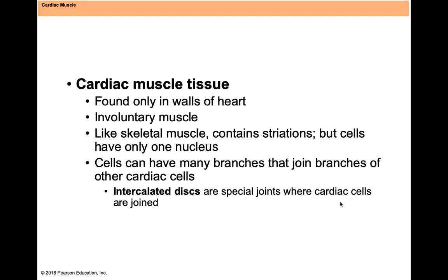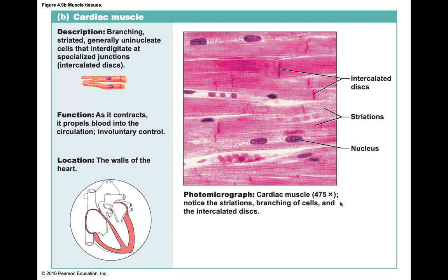So like our skeletal muscles, this contains striations, so those stripes, the banding patterns, but the cells only have one nucleus. So this is a big difference between the two of them. And the cells can have many branches that join branches of other cardiac cells, kind of like this little network, like little fingers that make a little network. Okay, we'll look at that in a second. We have intercalated discs that are special joints where the cardiac cells are joined together. So let's look at a picture of that.